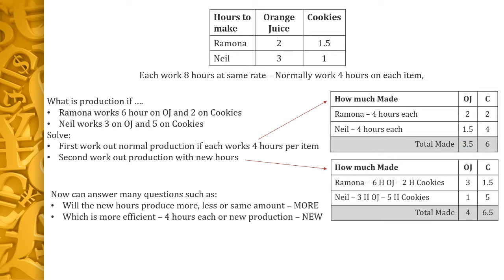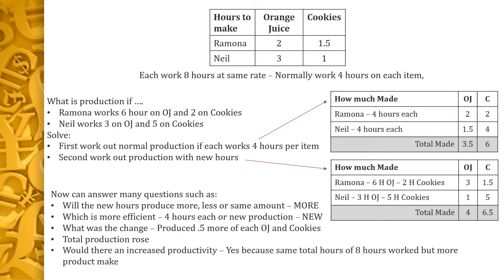You know, which is more efficient? The 4 hours of the new, we just said it's going to be the new. And what was the change? Well, we see an increase in productivity of 0.5 for both orange juice and cookies. They both increased their productivity, and the total production rose.